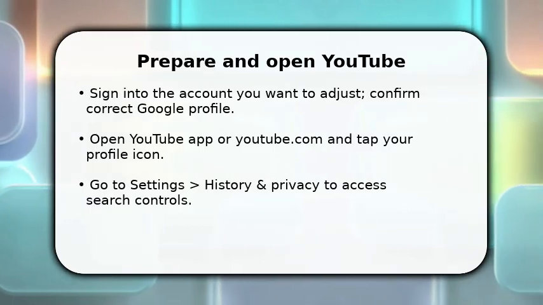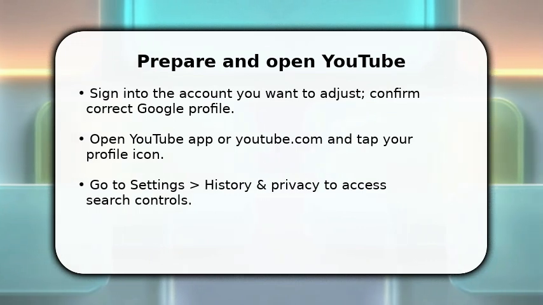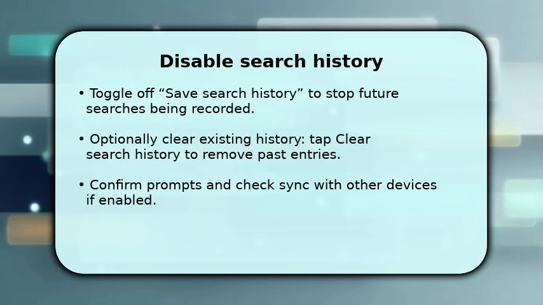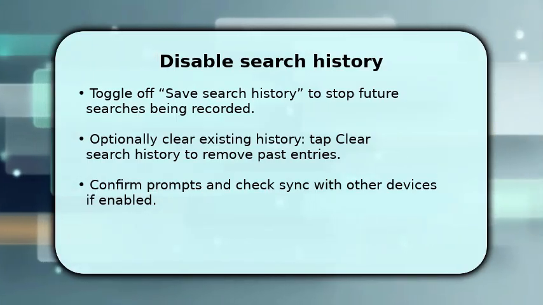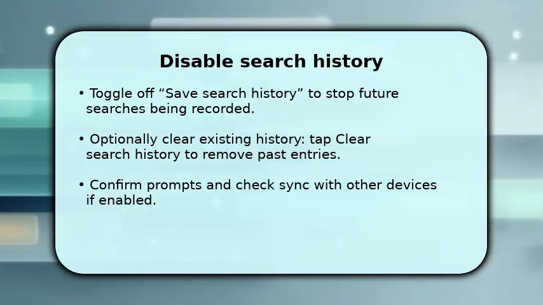Now that you're in History and Privacy, let's act on preventing future searches from saving. Once in History and Privacy, toggle off Save Search History to prevent future queries from being stored. This stops YouTube from associating new terms with your account. After disabling, tap Clear Search History to remove past searches. This erases previous suggestions and recorded queries.